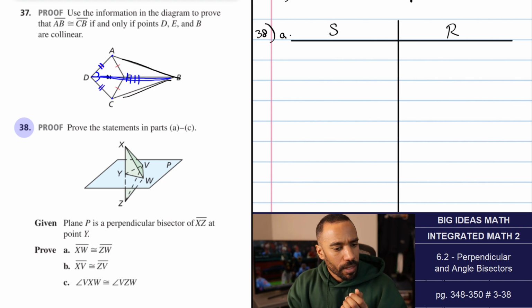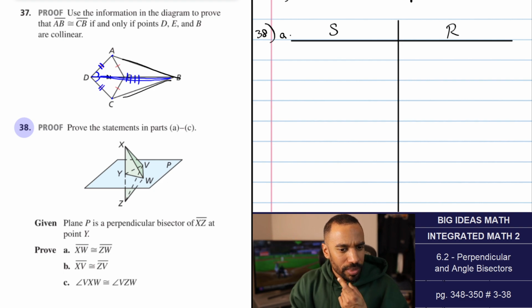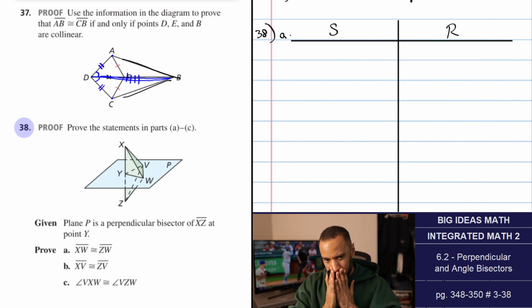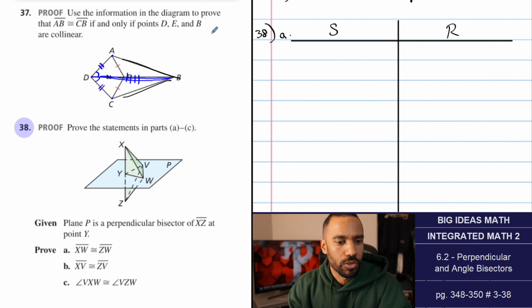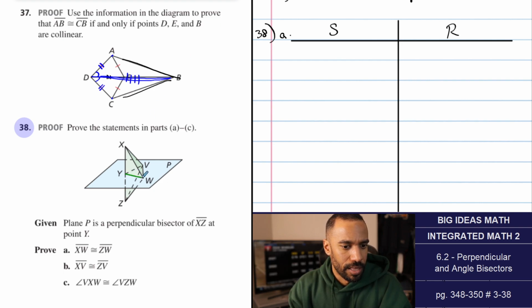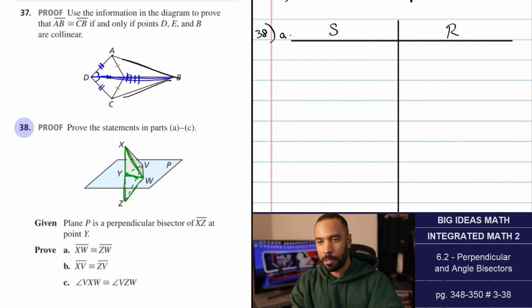A, XW congruent to ZW. The fact that it's a plane kind of makes it wonky for me, because I got to look at this. XW and ZW. Okay, so we got to look at these two triangles right here, basically. We got to look at this whole thing. My other part of the problem is the given and the fact that I have certain points on the plane. So we're really looking at those two triangles. That's the thing that ultimately matters to me. Okay? So this is for part A.